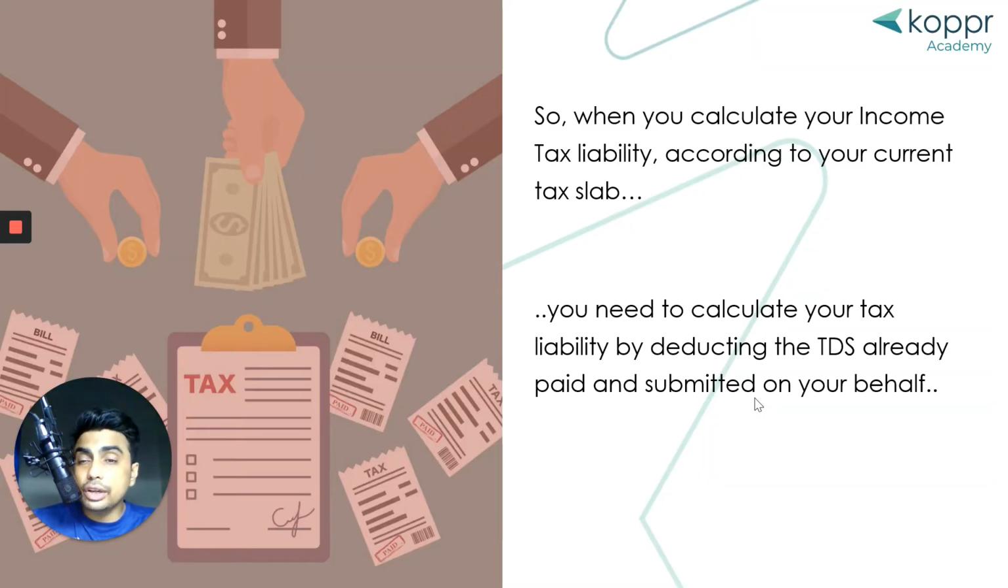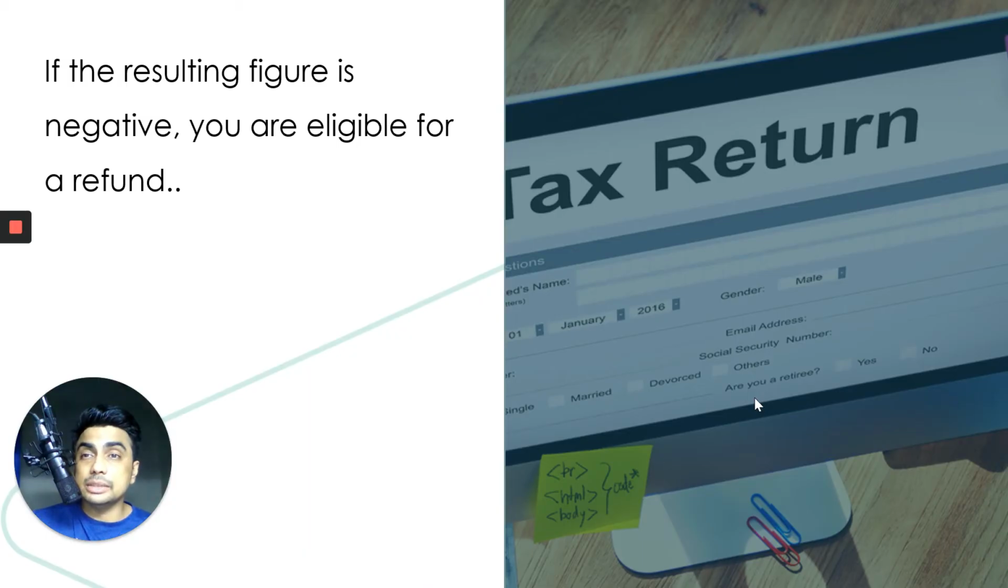So when you calculate your tax liability, you take into consideration your current tax bracket or your tax slab, and then you figure out what is the TDS that was already deducted by the company or the deductor on your behalf, and how much TDS has already been submitted to the government. So the company will determine how much TDS has been submitted.